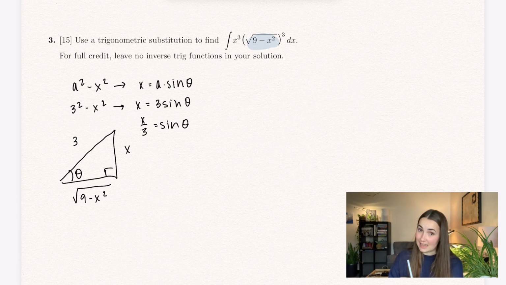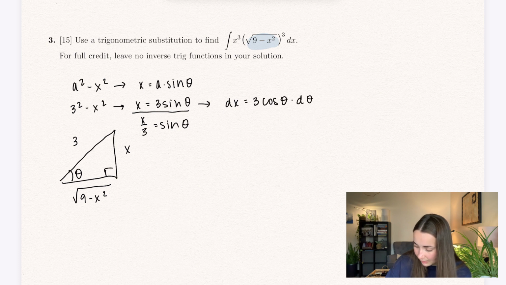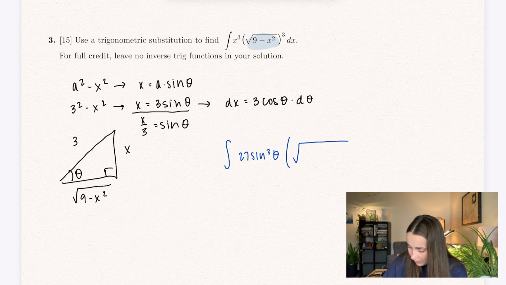We also need our dx, right, because we need to replace both in the equation. So let's go ahead and use this to find our dx. If I differentiate both sides, I get dx is equal to 3 cosine of theta times d theta. So now we have our x and we have our dx. Let's go ahead and replace everything in our integral. We get x cubed, so I'm just going to go ahead and cube it right away. So that's going to be 3 cubed, which is 27, sine cubed of theta. And then we're going to multiply that by the square root of 9 minus x squared. So that's going to be 3 squared, 9 sine squared theta, all to the power of 3, times our dx, which is 3 cosine of theta d theta.